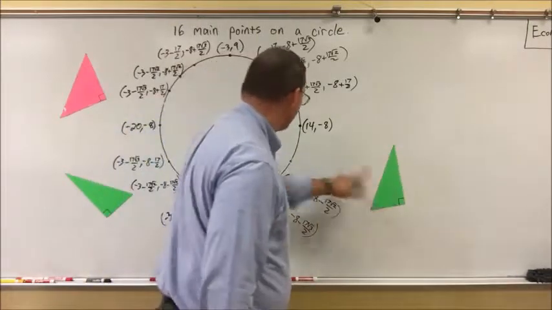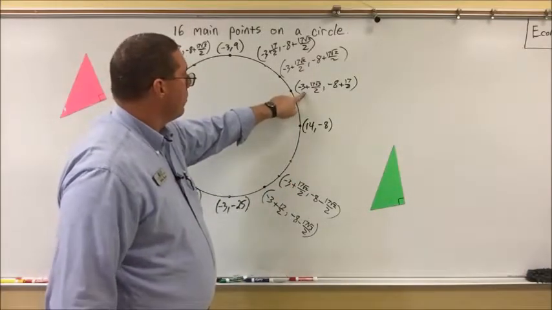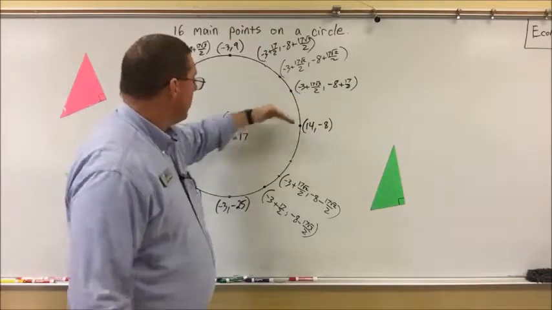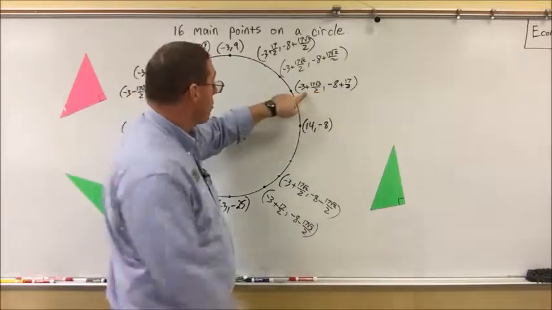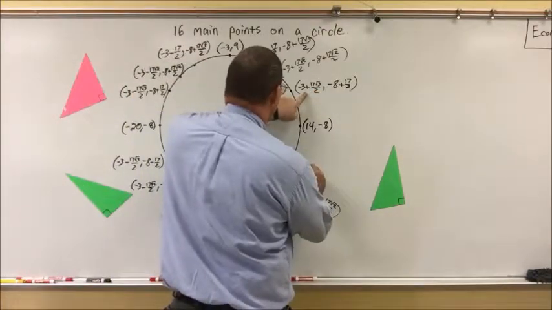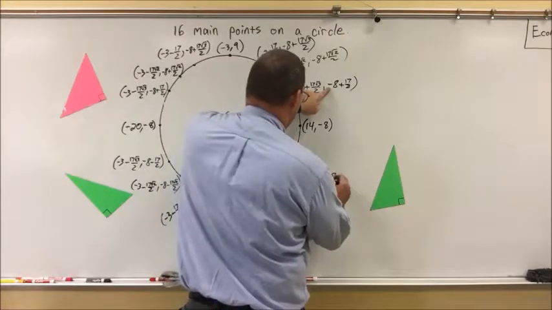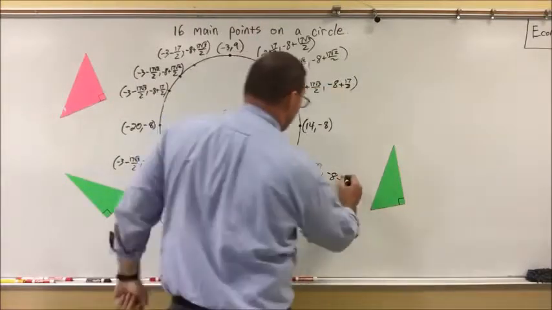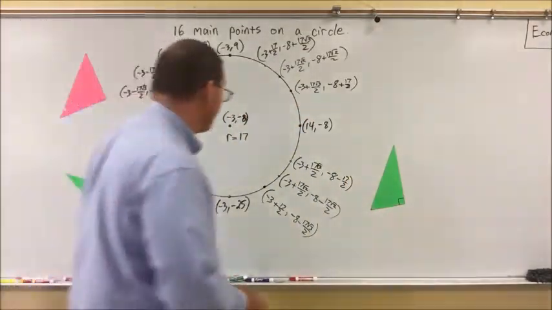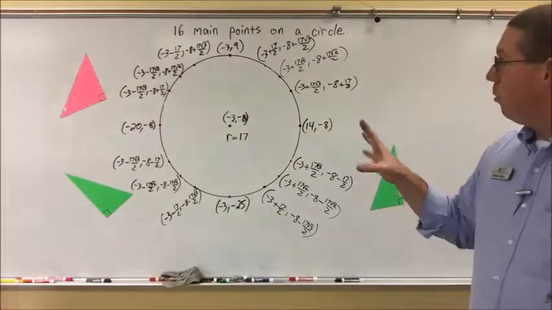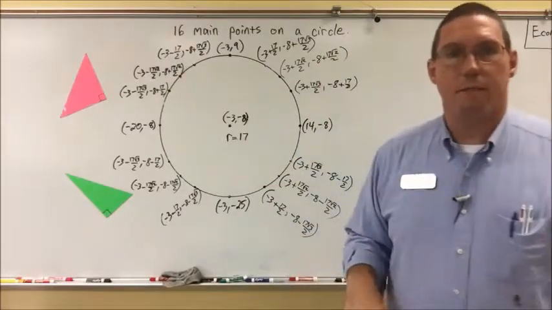And lastly, this point is at a 30-degree reference angle. It's just like this one up here, except that the y-coordinate is down instead of up. So that means the y-coordinate is going to be subtracted. So this one is going to be negative 3 plus 17 square root of 3 over 2, comma, negative 8 minus, instead of plus, 17 over 2. And what I've just done is I have identified all 16 main points on a circle that has a center of negative 3, negative 8, and a radius of 17.